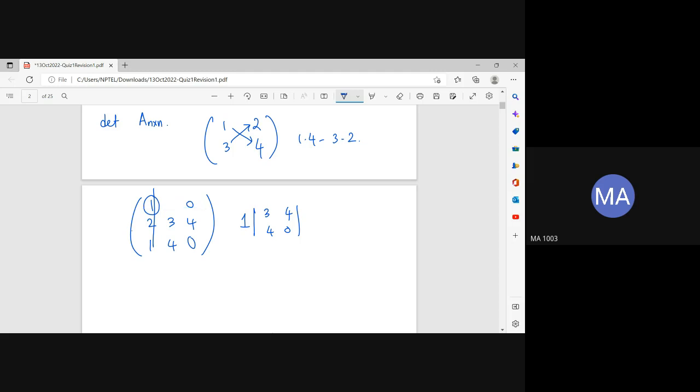What if this was 1? What will the determinant be then? 1 into 0 minus 6 into 4. Minus 1 into... there will be a minus determinant of 2, 4, 1, 0. 2 into 0 minus 4. Okay, whatever the answer is. Yeah, this is how you do it.